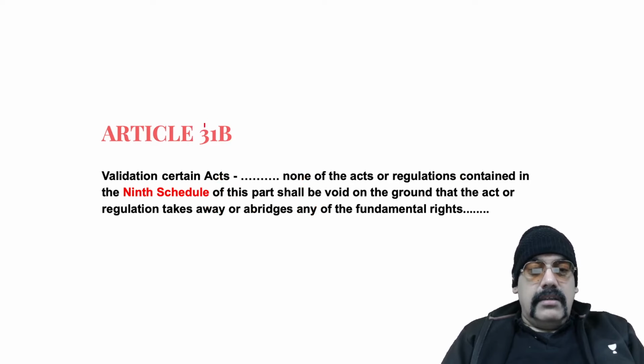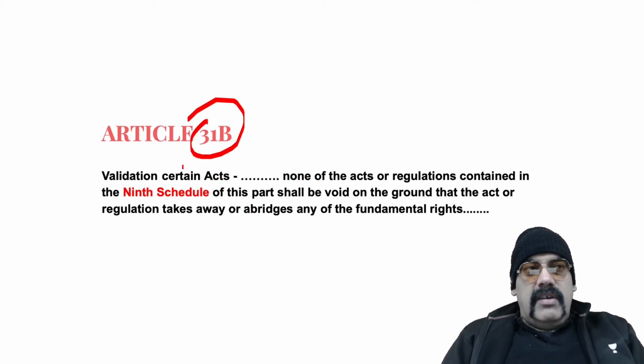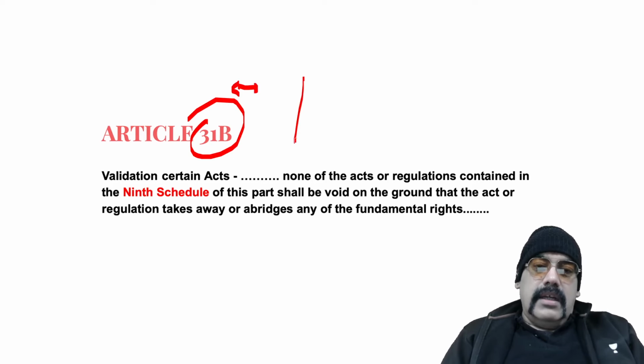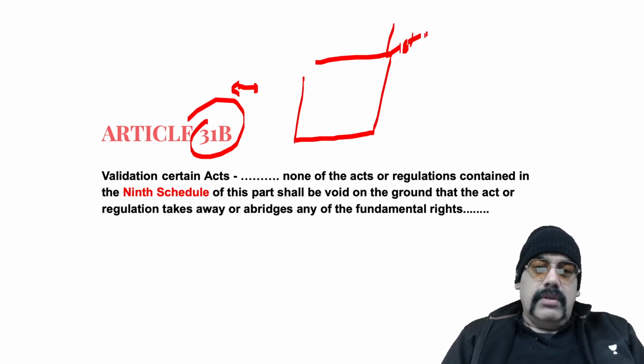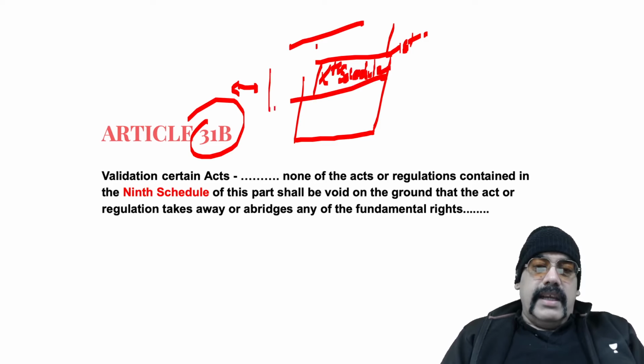They also add Article 31B. Article 31B goes a step forward and says that you make a new schedule, make a new list. And this new list is called the 9th schedule. And in this 9th schedule, you can put any law. The word is any law.